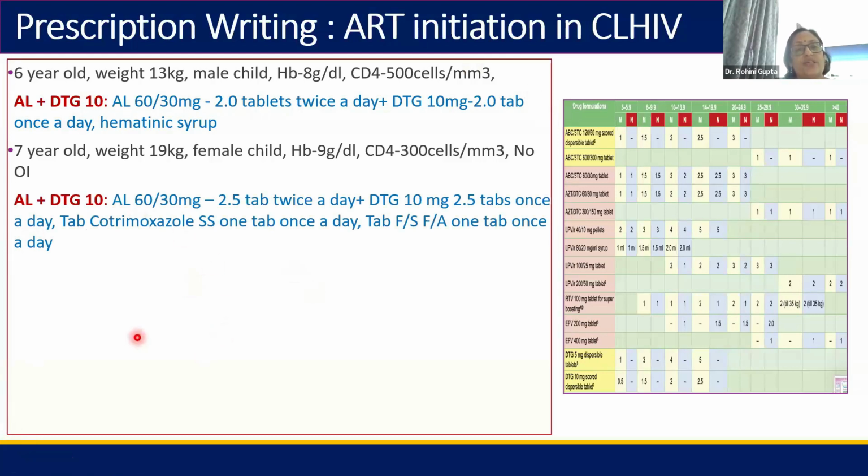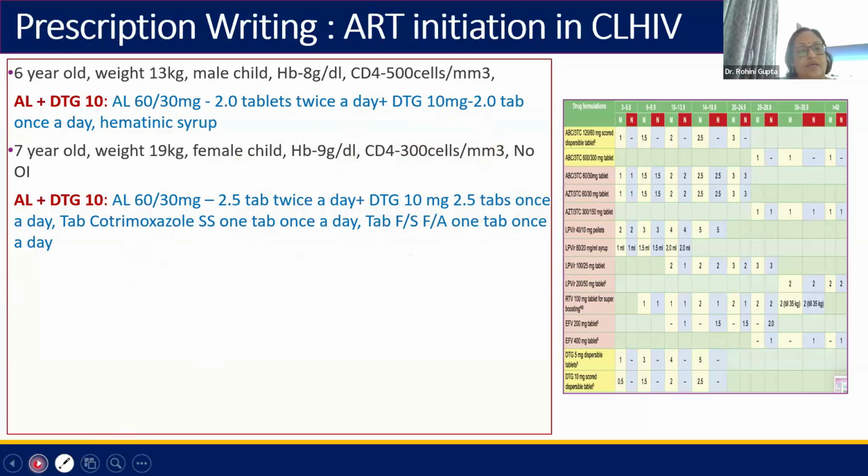So the answer for this is, somebody has written ZLD. Why should ZLD be given? It is an initiation, right? AL plus DTG 10, AL 60/30, 2.5 tablets twice a day, DTG 10, 2.5 tablet once a day. Tablet cotrimoxazole single strength, 1 tablet once a day because the CD4 is 300 cells. Tablet ferrous salt folic acid, 1 tablet once a day.